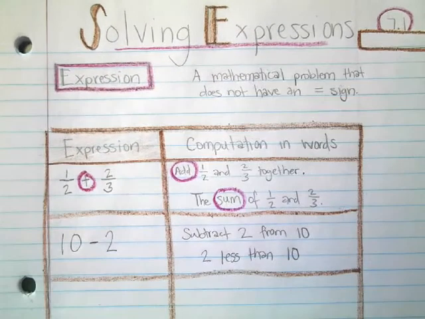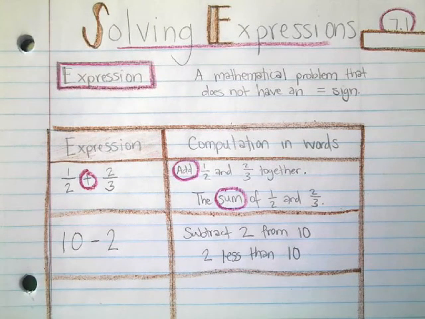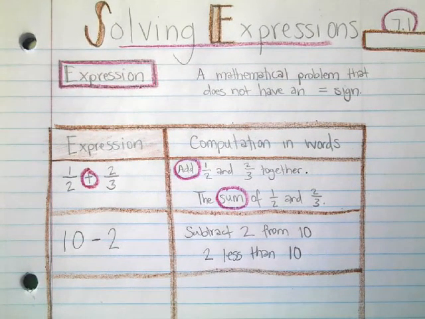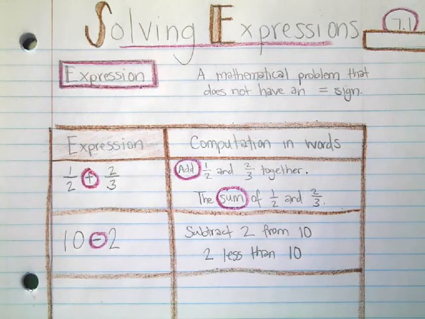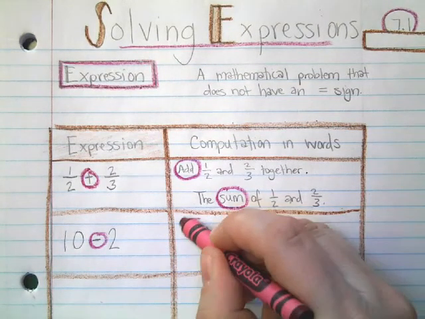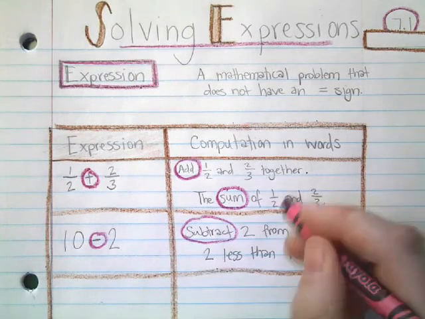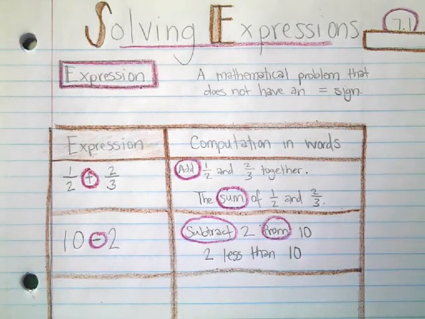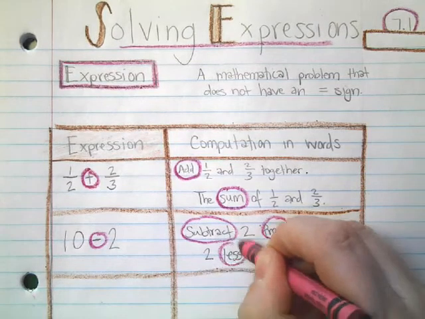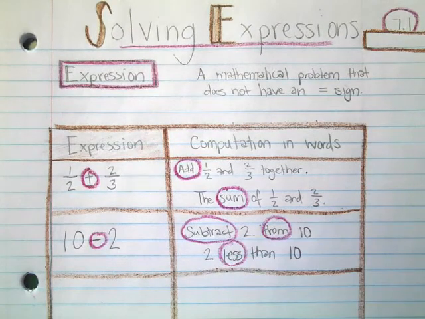And why don't we circle the operation in this expression? The operation is subtraction, so I should circle that. And then I'm going to go over to my computation in words and circle the words that mean subtraction. If you ever say subtract, you should say from. And then the word less is also a subtraction word. Pretty interesting. I love this stuff.